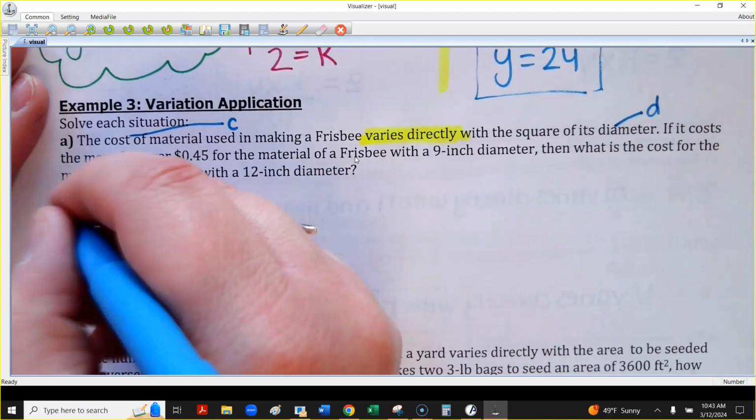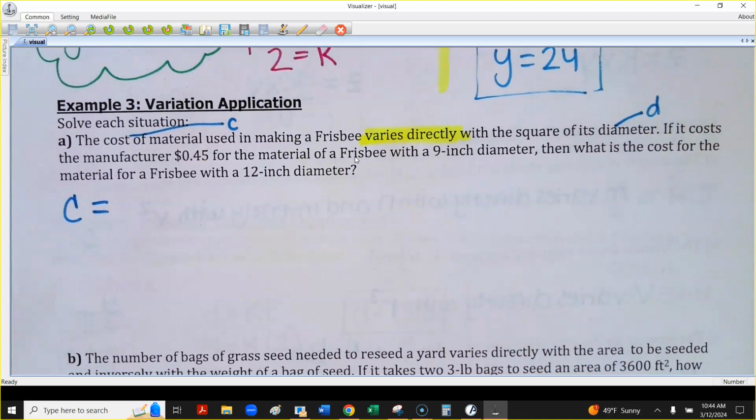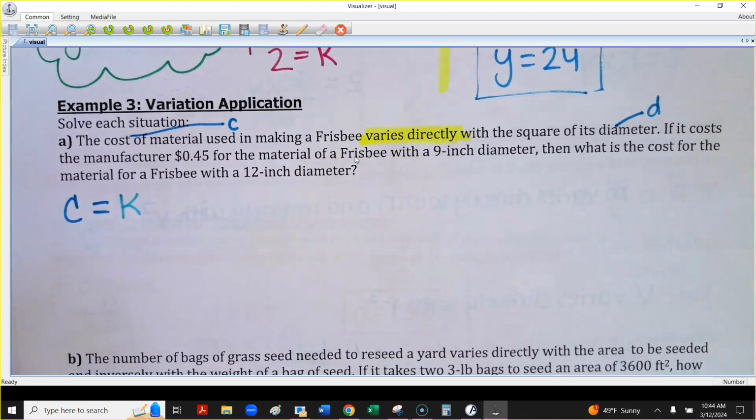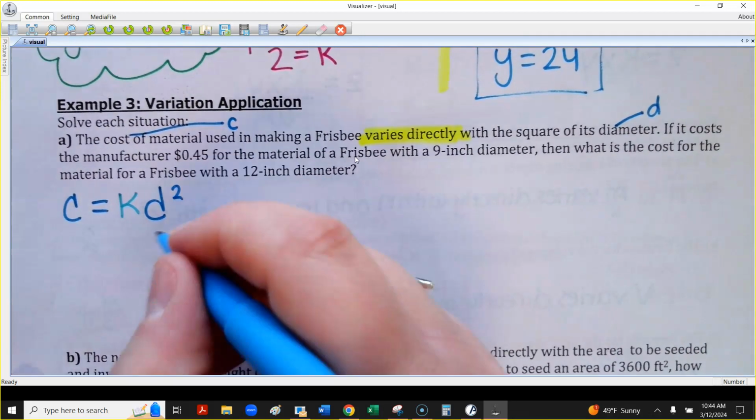So C equals, a direct relationship is going to be multiplication, but I would just tell you, immediately after you write the equal sign, put a K after it, because you're going to have to figure that out. So varies directly with the square of the diameter. How would I write the square of the diameter? D squared, right? So don't forget the squared on that because that would mess up our answer. So here's my general form.